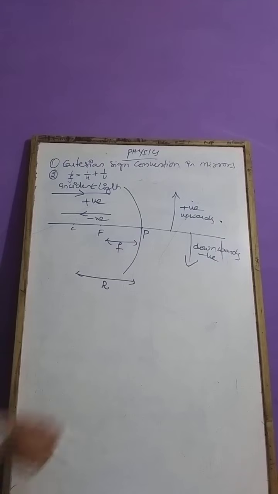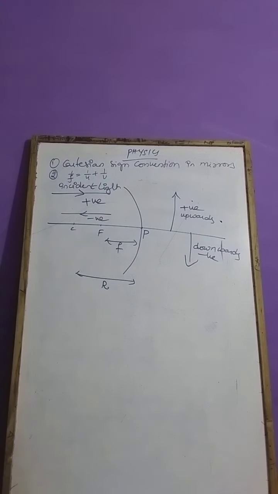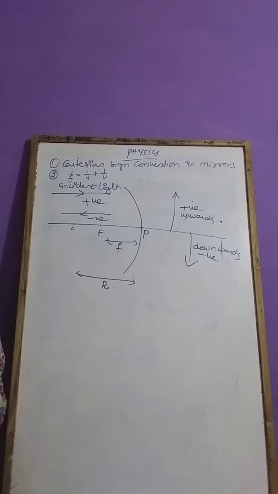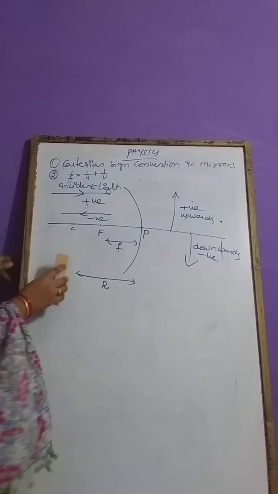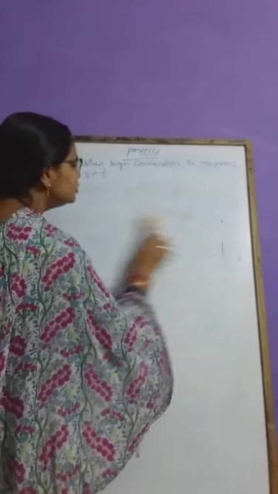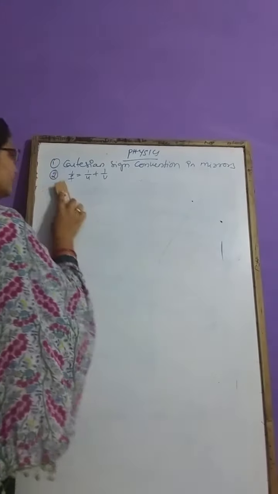And the distance from the pole to the focus is called focal length. The distance from the pole to the center of curvature is called radius of curvature. Okay, what is focus? Focus is that point where all the rays meet after getting reflected from the mirror. So, this is about the Cartesian sign conventions which we follow in mirrors.